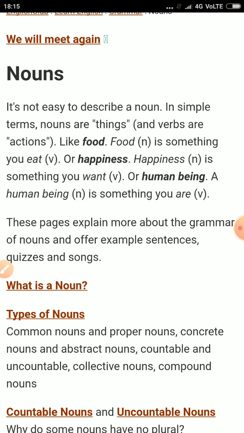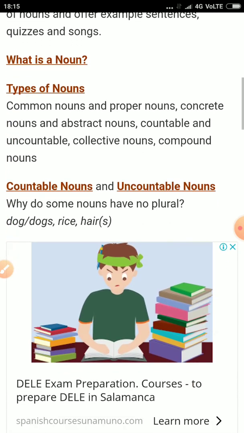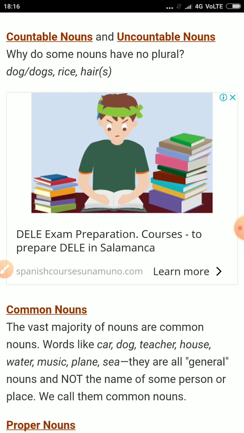See, the first kind of noun is proper noun. I hope you understand what a proper noun is. A specific person, a specific place, a specific river, a specific mountain, that is called a proper noun. Individual, we can say individual. Your name: Sita, Gita, Ram, Shyam, Mohan, Tom, these are proper nouns.